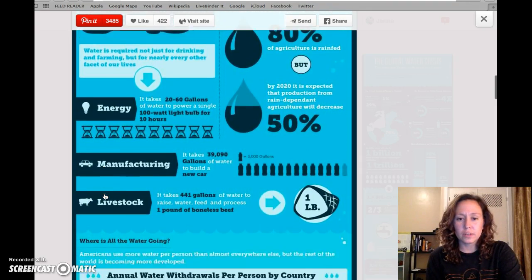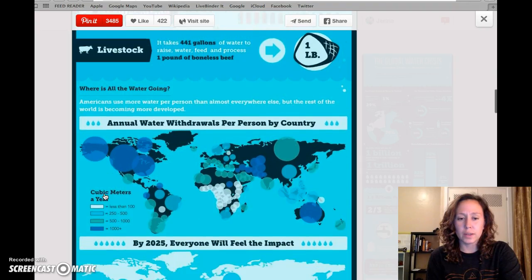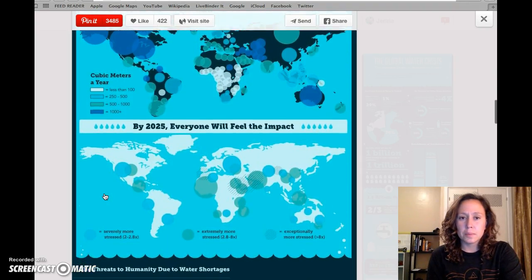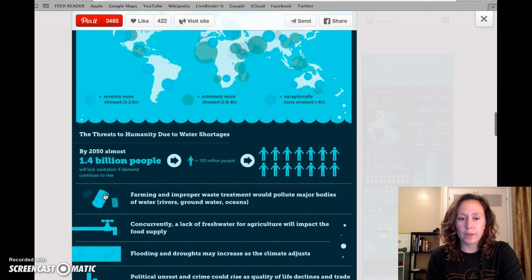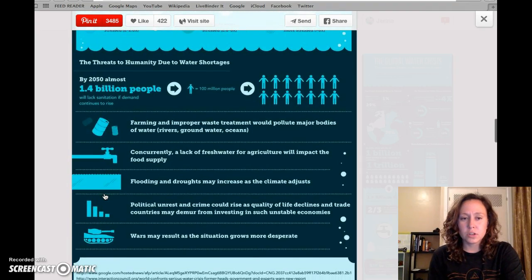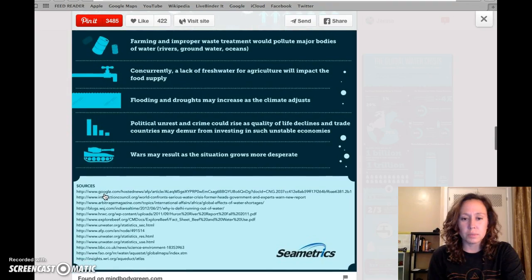So notice everything in this infograph looks like water because their theme is water. So this is a great example of what an infograph would look like. It's got lots of information, but most of it is done through charts and graphs. It catches people's attention. You want it to be visually appealing.